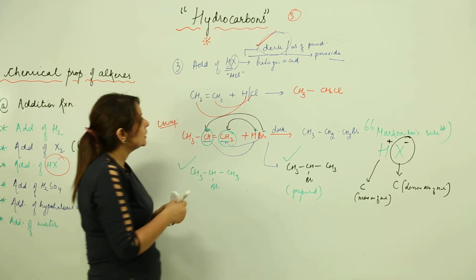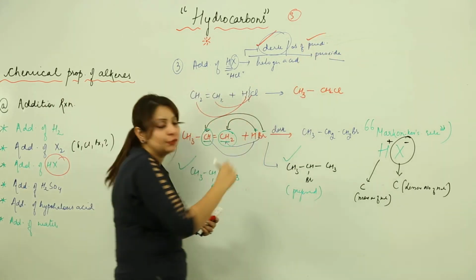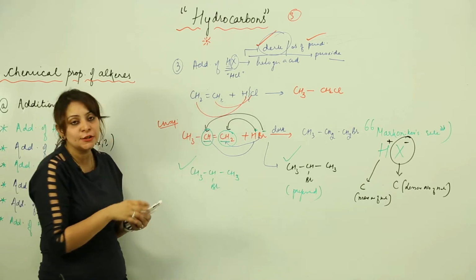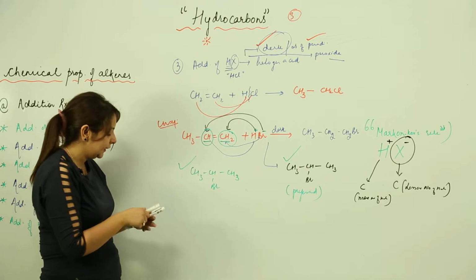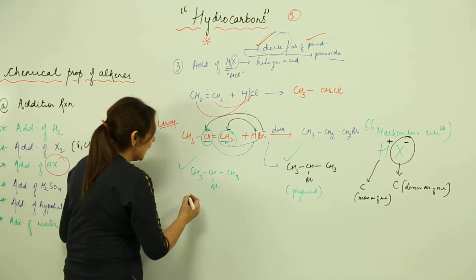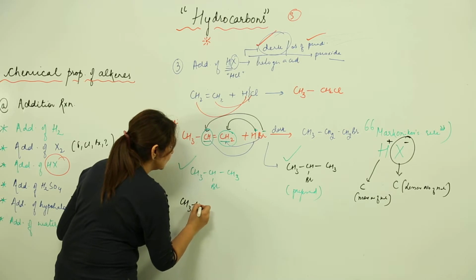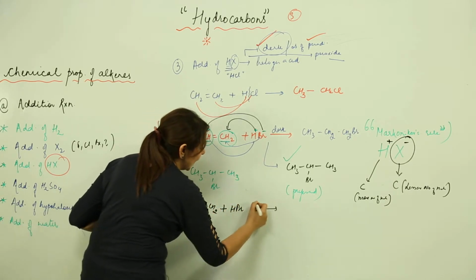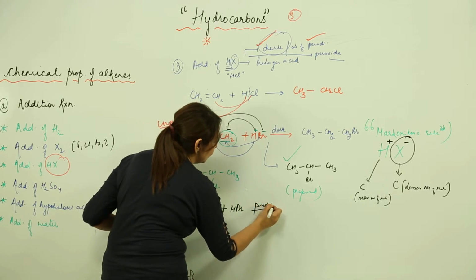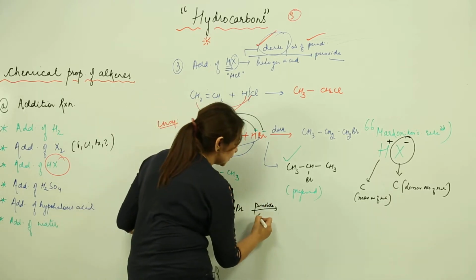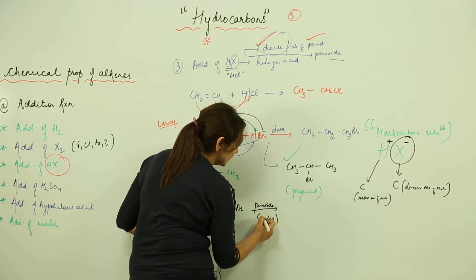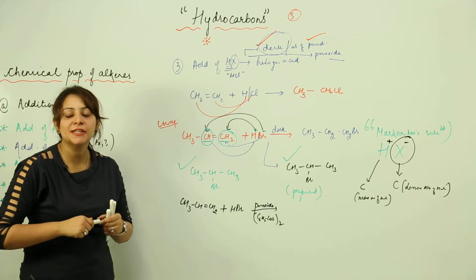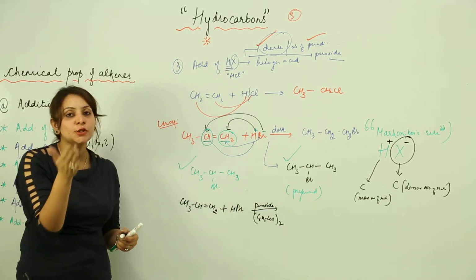Now, this we have done in the presence of dark. This is what I have shown you, right? But we can do this similar addition in the presence of peroxide also. Let's see where the difference lies. Suppose I have an unsymmetrical alkene, again the same one. I am going to add HBr, but this time I am going to do the reaction in the presence of peroxide, let's say benzoyl peroxide. Its formula is (C6H5CO)2O2, so I am doing this reaction in the presence of benzoyl peroxide.